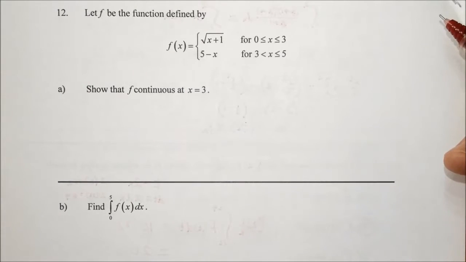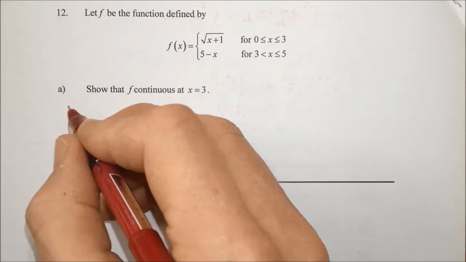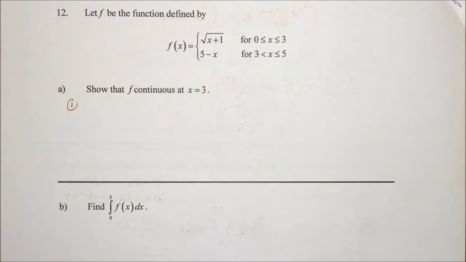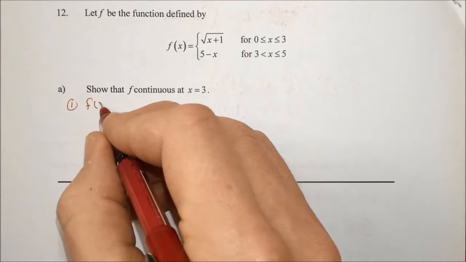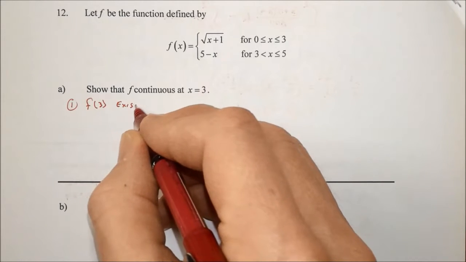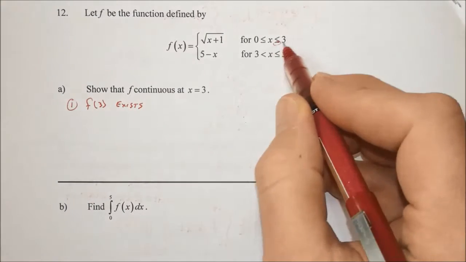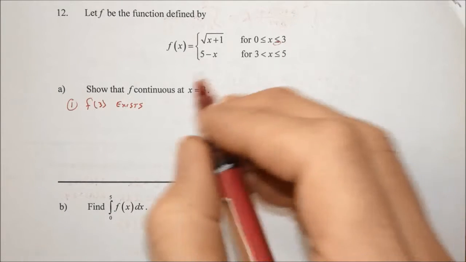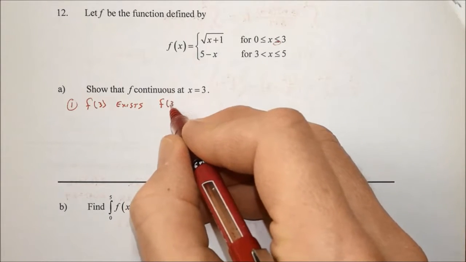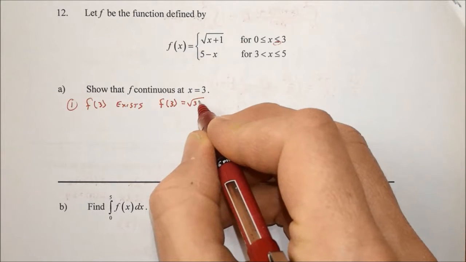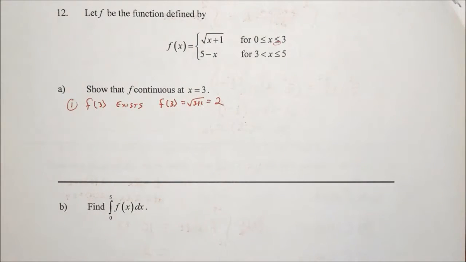Okay. Way back at the beginning of the course, we talked about continuity and the 3 requirements. The first is that the function must exist at 3. So f of 3 exists. And we know this because we see that symbol right there. So the 3 is part of the domain, and f of 3 is equal to the square root of 3 plus 1, which is equal to 2.